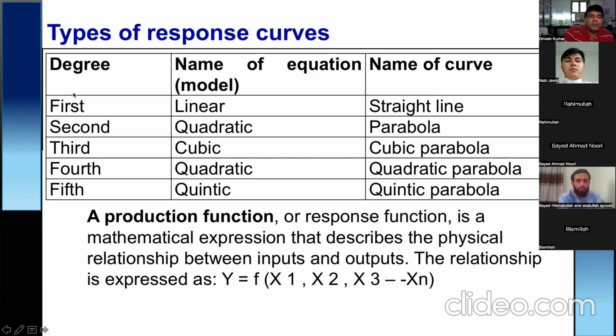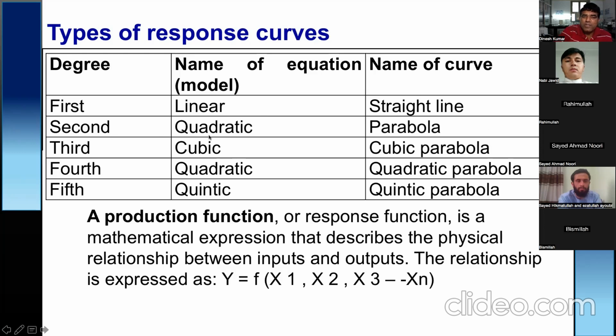And you see the different models. First degree model. First degree means the power of X. This is the power of the independent variable. So X power 1, X power 2, X power 3. Then the name of the equation: if the power of X is 1, then the equation will be called linear, and the name of the curve will be a straight line.